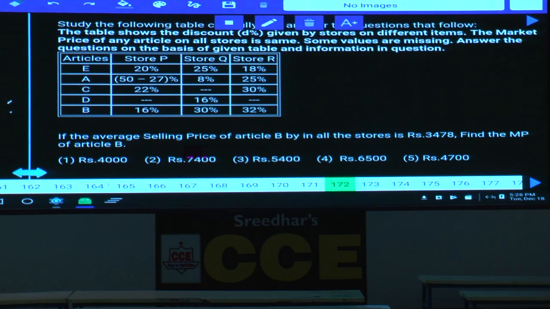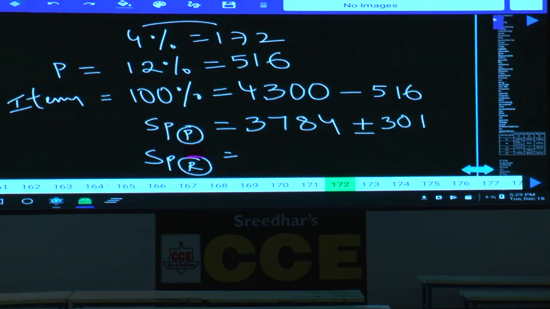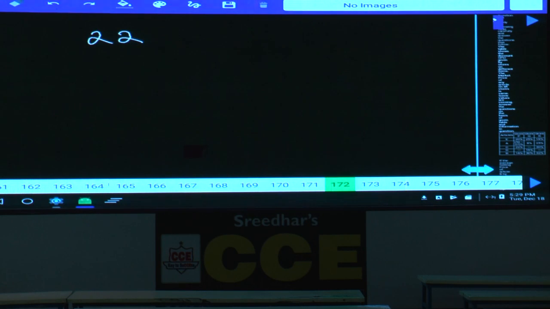Next. If the average selling price of article B in all stores is 3478, find the market price of the article. This is item B, correct? See, if market price is 100% for each store, how many stores do we have? The first, second and third stores all together are giving 78% discount. Market price for one store is 100%, for 3 stores together 300%. All 3 together are giving 78% discount, then selling price becomes 222%.